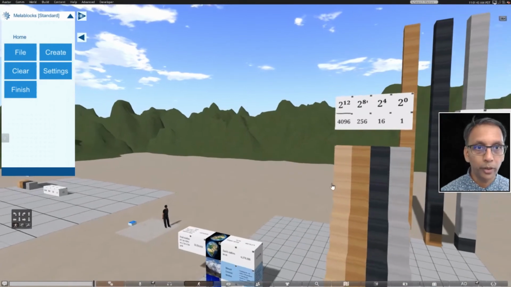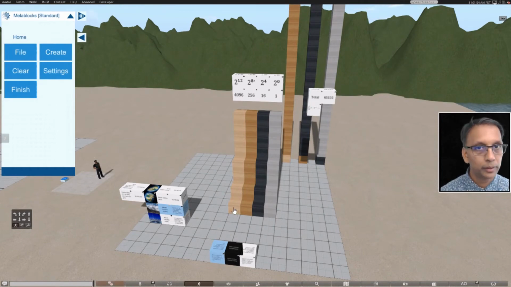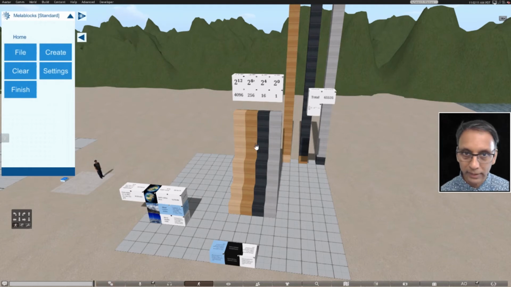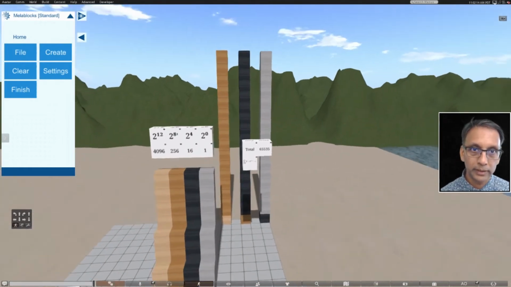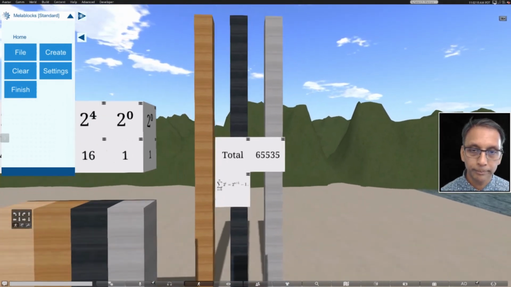Of course, because we know that every light brown cube here represents 4,096 white cubes. So you can immediately see that this number is quite big. All right. And if you add all these together and express it as white cubes, you get 65,535. Okay.